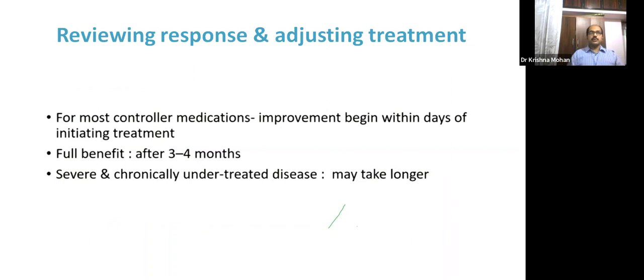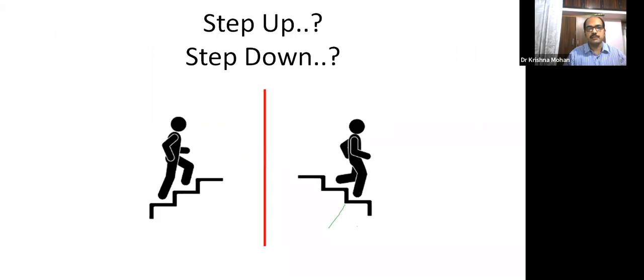And you have to keep this in mind. For most controller medication, including the inhaled corticosteroid, even though improvement begins within days of treatment, full benefit will take at least 3 to 4 months. So you have to counsel the patients regarding this. Even though you have started inhaled corticosteroid, for the patient to get a good effect, it will take at least 3 months. So this point has to be clarified with the patient.